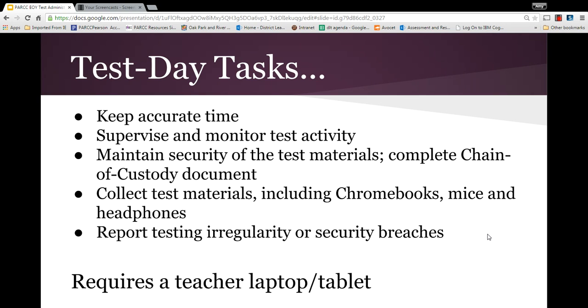And then you'll collect test materials, including the Chromebooks, which we are going to ask you to put back into the carts. Students will have the opportunity to use a mouse if they prefer to navigate with a mouse rather than the touchpad. And for the English Language Arts assessment, there is a component of the test that is a multimedia component, so students need to use headphones. Please remember to bring your own laptop or tablet to the testing room, and if you do not have access to a laptop or tablet, let me know that so that I can be sure to get one for you ahead of time.